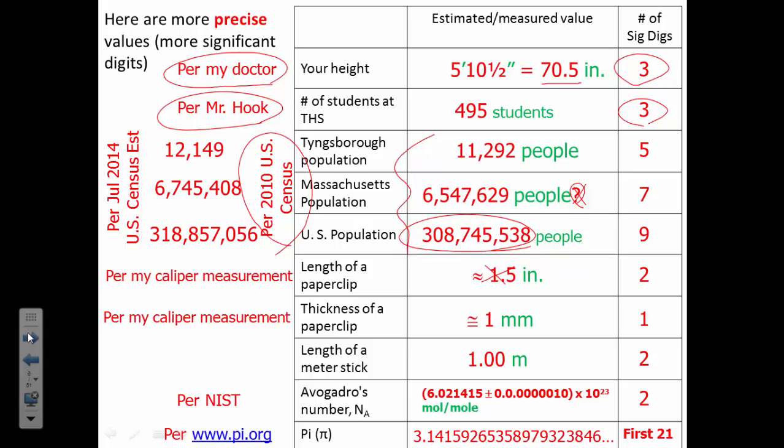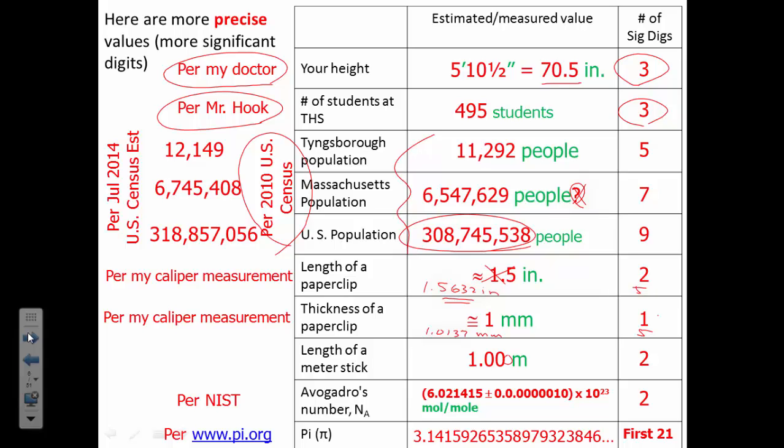So I can use a caliper. If I use my caliper, though, it's a more precise measuring tool, and maybe the actual number is 1.5632. So I can actually, with calipers, get down to 4 digits past the decimal point. So this would give me a 5 significant digit accuracy. Same thing for the paperclip. Maybe I can use my vernier calipers and find out that it's 1.0137 millimeters. I can have 5 significant digits if I use a very accurate instrument.